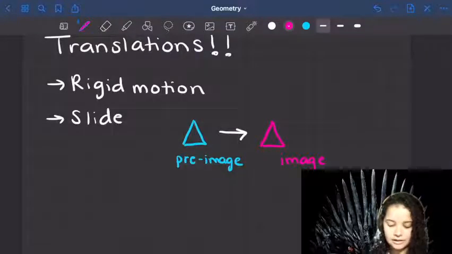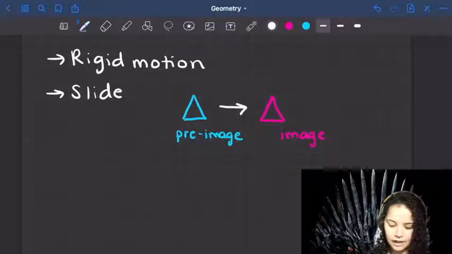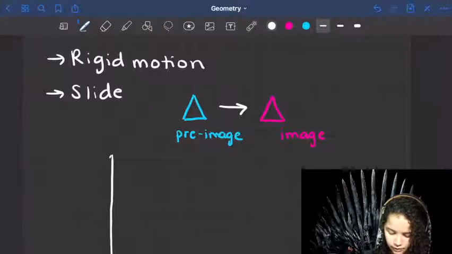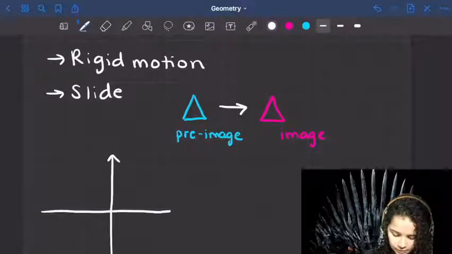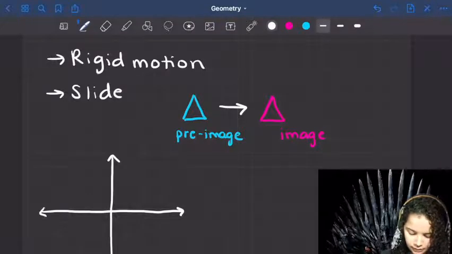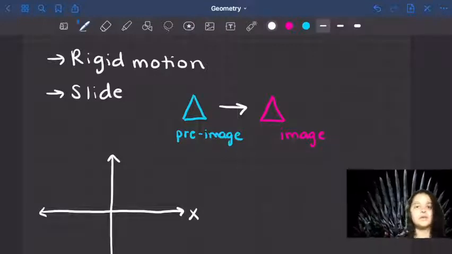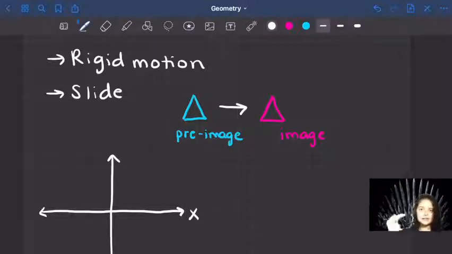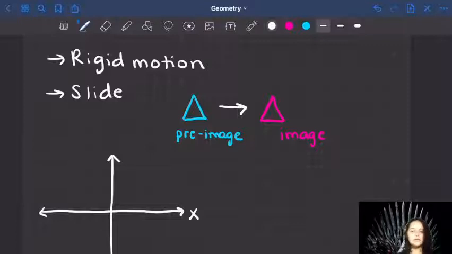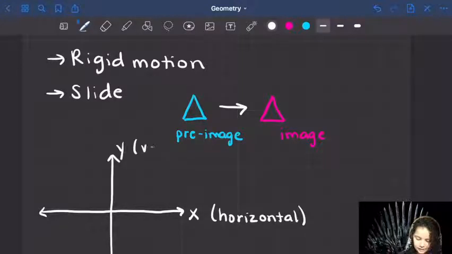So translations are slides, and let's go ahead and take a look at specific ways that you can translate a figure. So I'm going to go ahead and draw a coordinate grid on here. And on my coordinate grid, I just want to point out some important things, okay? So remember, our x-axis is horizontal. So think about when the sun rises over the horizon, it is horizontal. That's your x-axis, okay? And your x-axis goes from left to right or right to left, okay? So x is horizontal. And our y-axis is vertical.